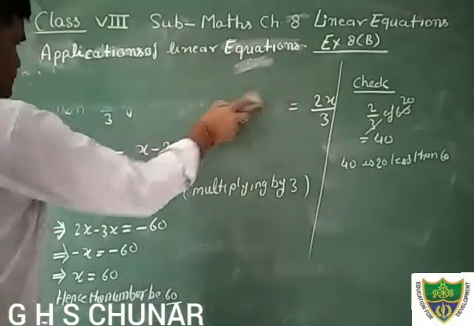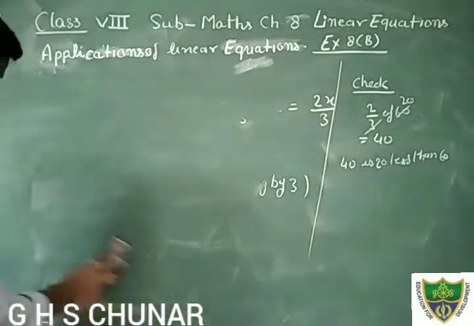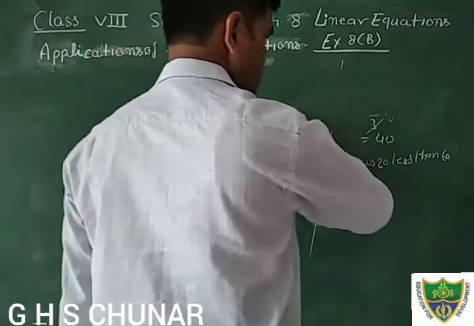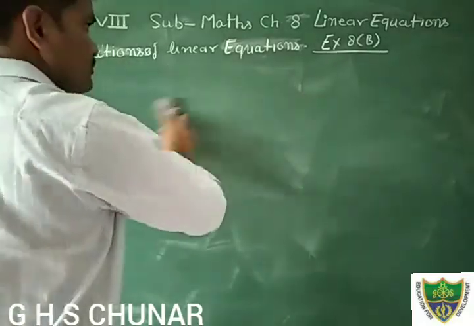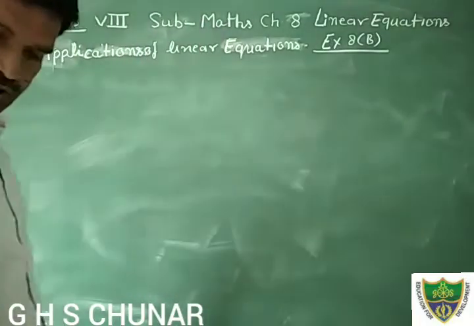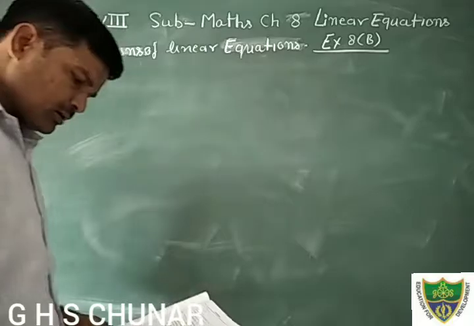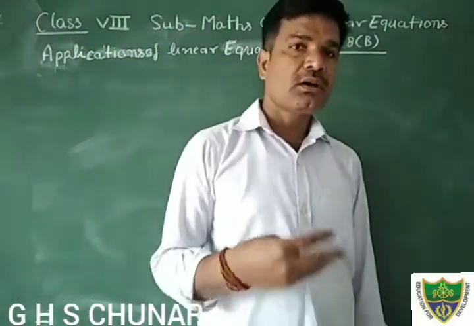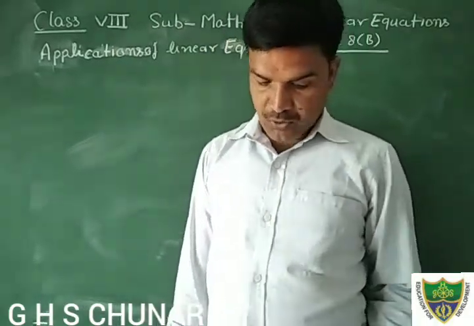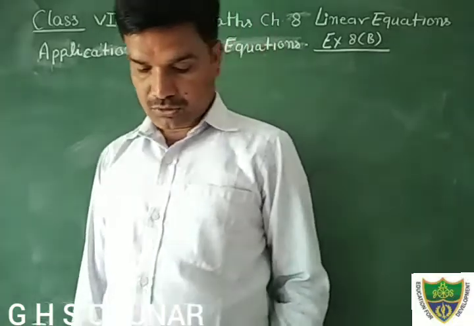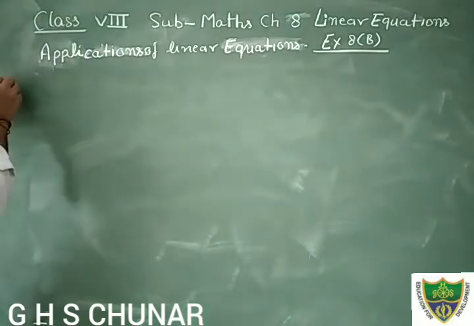Now we come to question number 3. In question number 3, 4/5 of a number is 10 more than 2/3 of the number. That is question number 3.